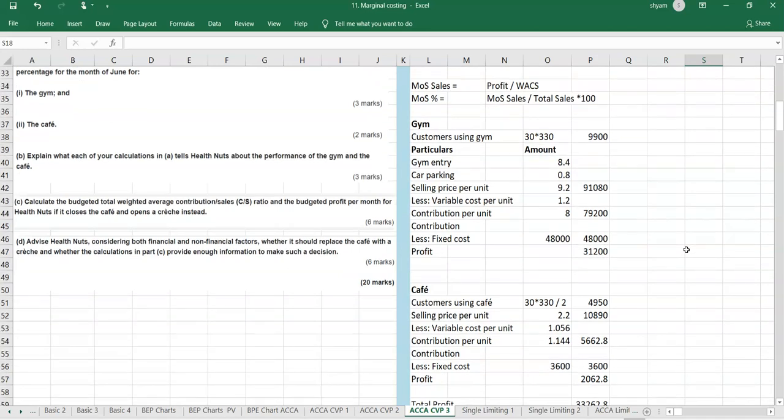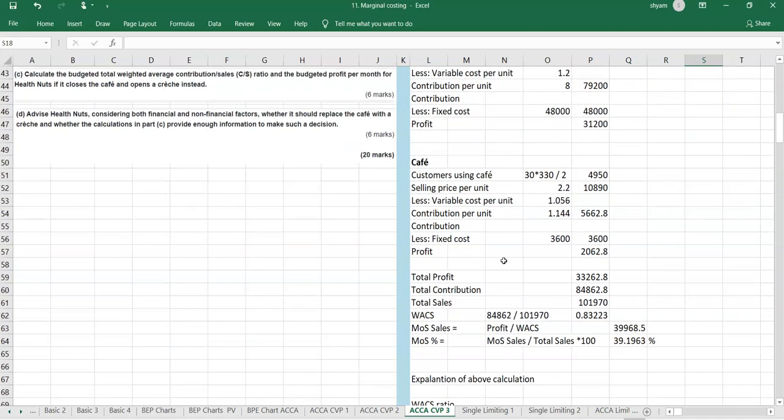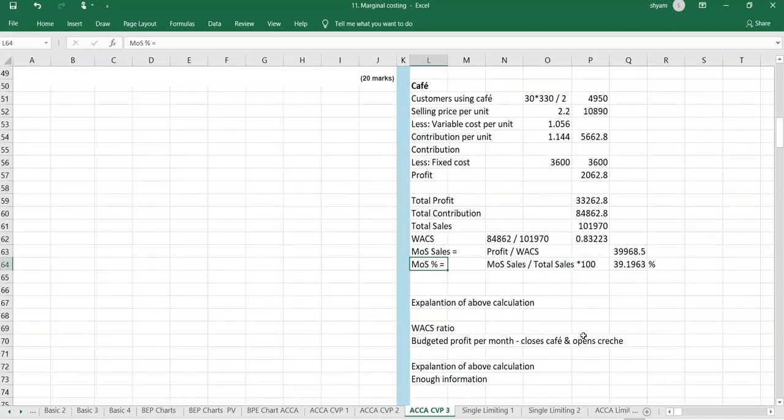And the next part of it is MOS sales. So MOS sales tells us what is the profitable part of the sales. The profitable part of the sales is around 40%. So 60% of the sales goes to recover the cost, and the other 40% helps us to recover the profit. So that's the concept here.